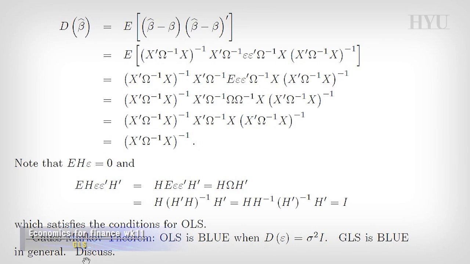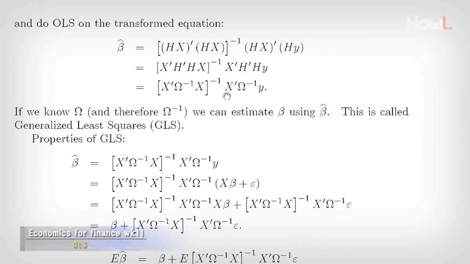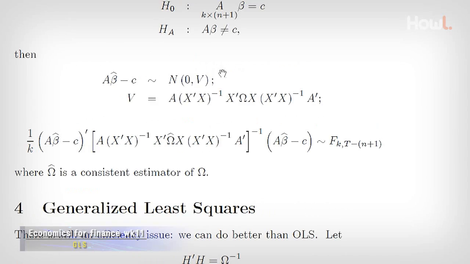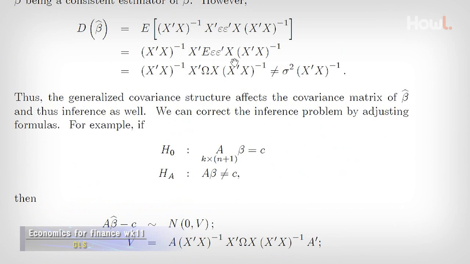The Gauss-Markov theorem says that OLS is BLUE under homoscedasticity, and GLS is BLUE in general, which means the GLS estimator is the best linear unbiased estimator, the most efficient estimator. To compare, we look at the variance covariance matrix of this one and this one. I will show it mathematically.